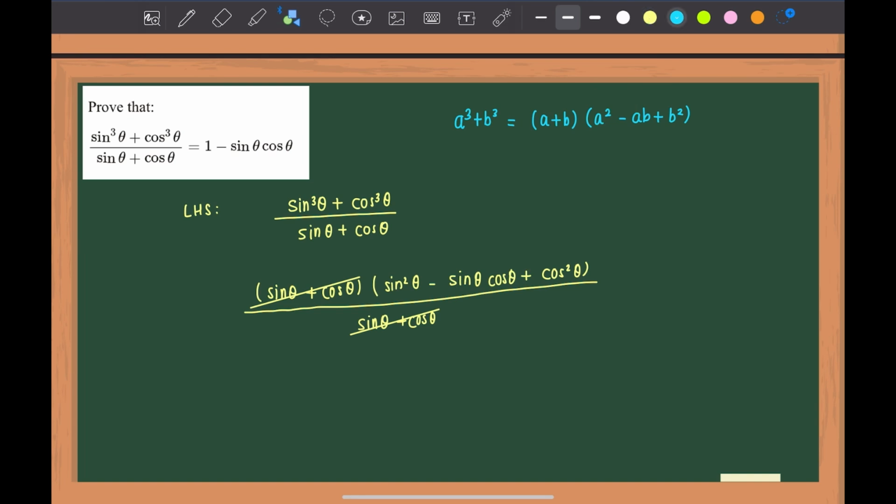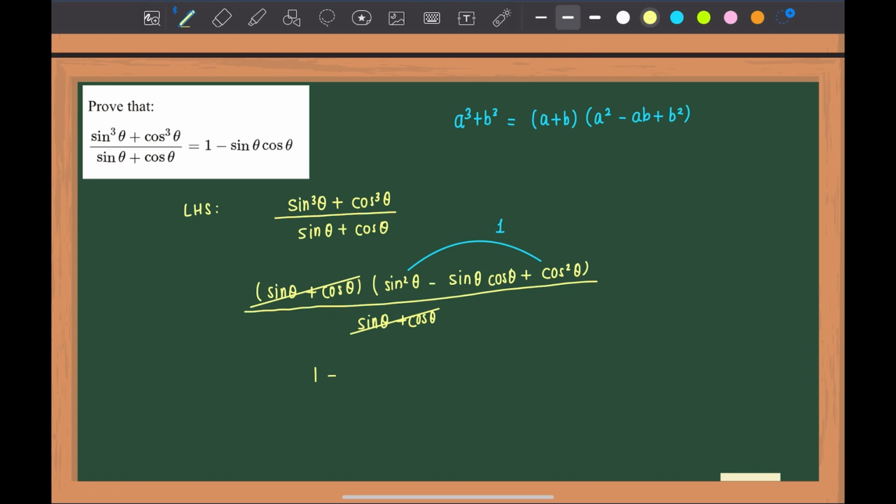Now we can see over here sine theta plus cos theta gets cancelled from each other, and over here this sine square theta plus cos square theta will simply turn into 1. So all I am left with is that 1 minus sine theta cos theta, which is our right hand side. So therefore left hand side is equal to right hand side, which is proved. So as stated, this was barely of 3 to 4 step question.